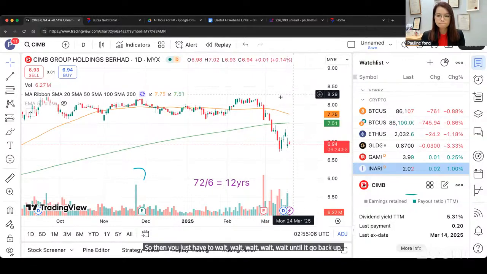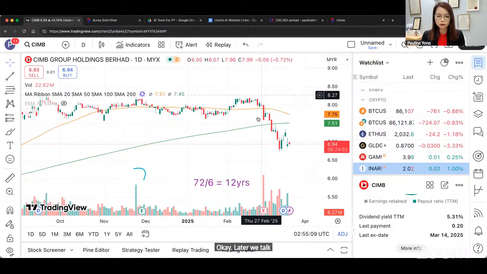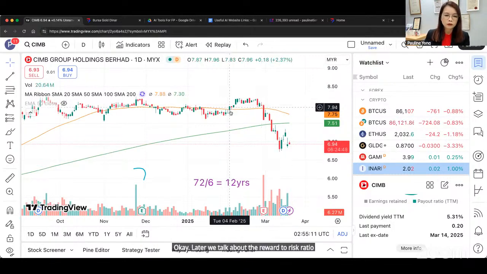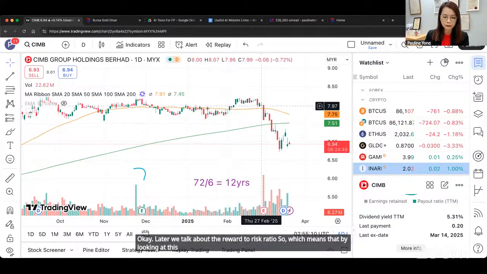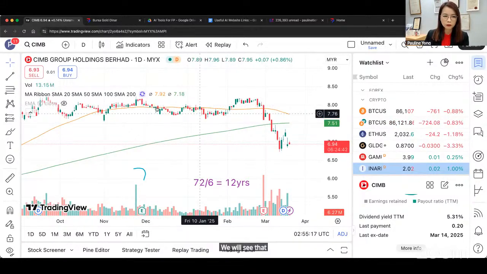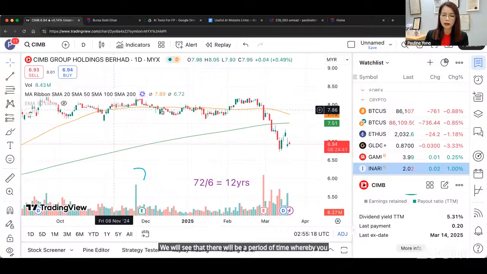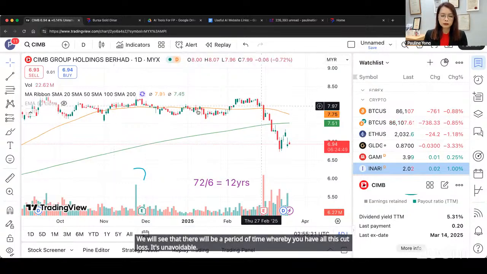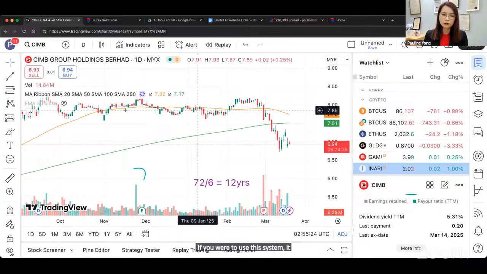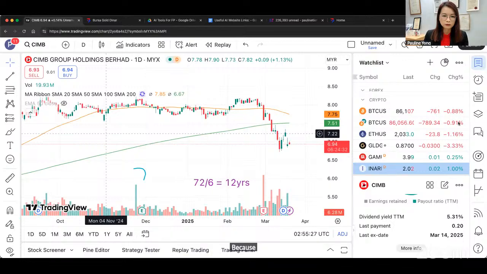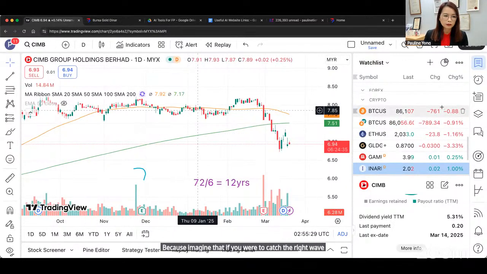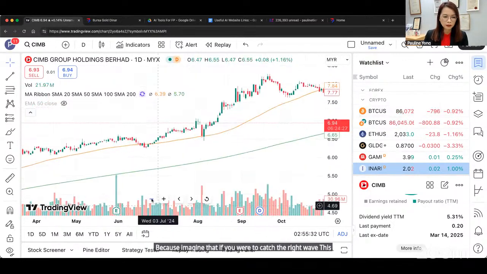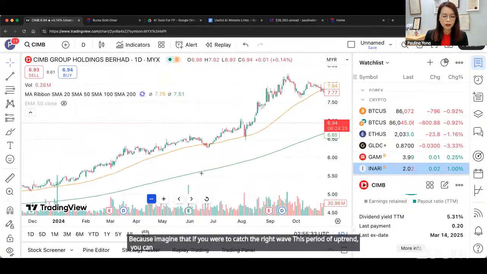Okay. Later we talk about the reward to risk ratio. By looking at this MA line, we will see that there will be a period of time whereby you have all these cut losses. It's unavoidable. If you use this system, you must incur some cut losses. Because imagine if you were to catch the right wave, this period of uptrend, you can make back all the small cut losses that you have.